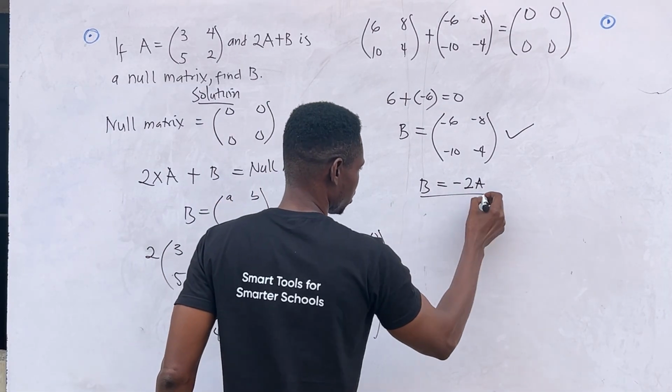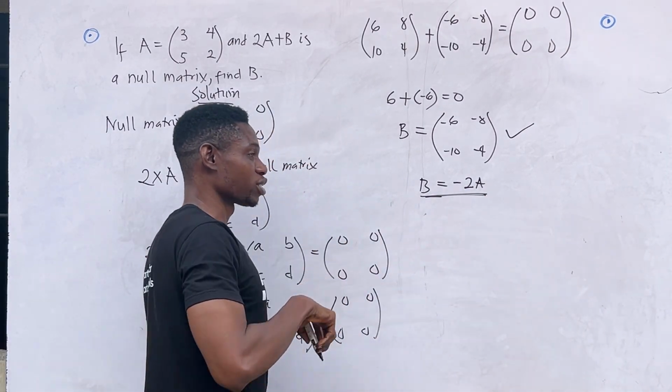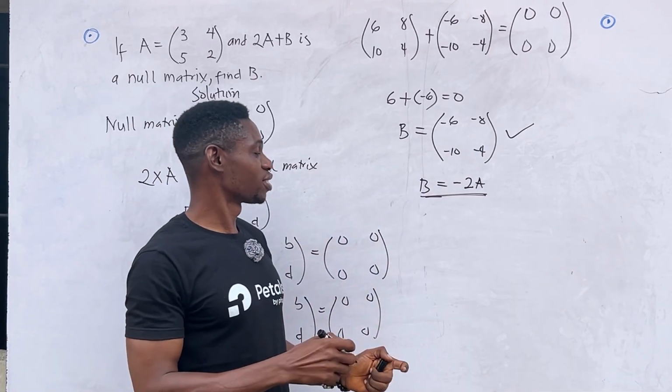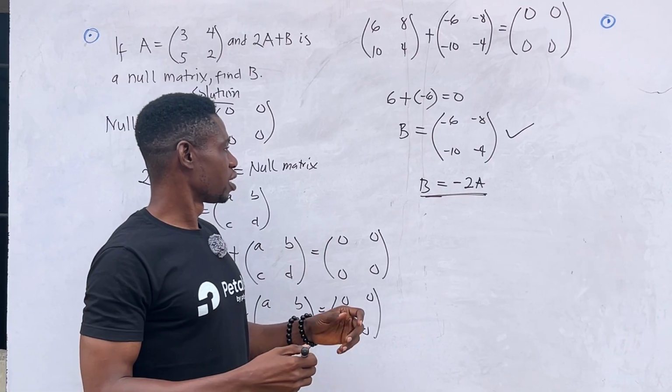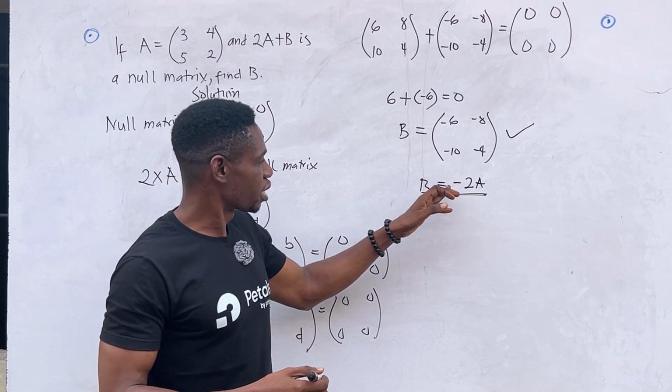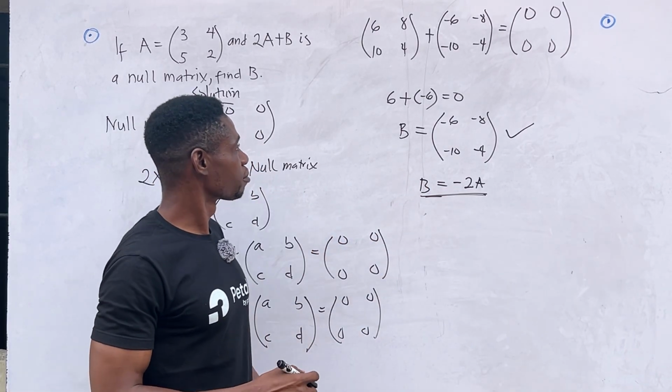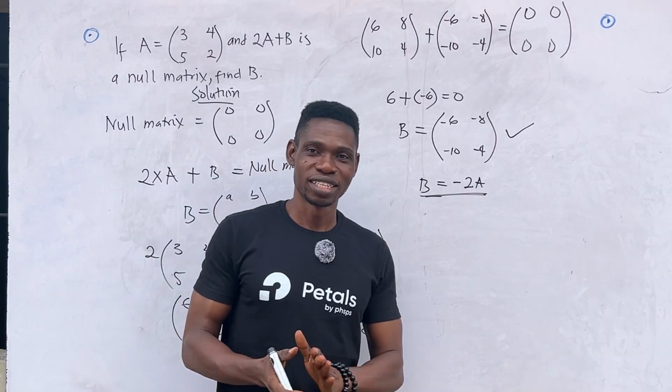Okay, so bear this in mind. The next problem we're solving, we're going to need relations like this. So this is our answer. This is our B. And B can be given as minus 2A. So that's the solution to this problem.